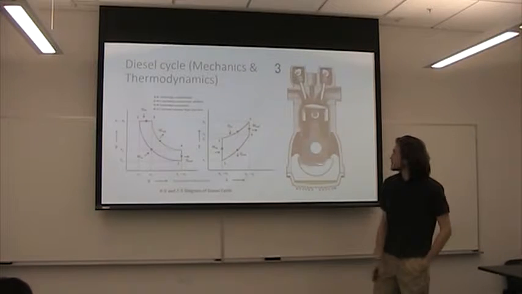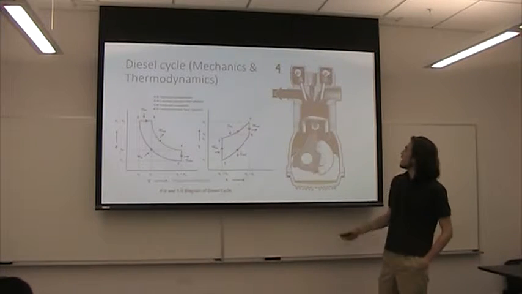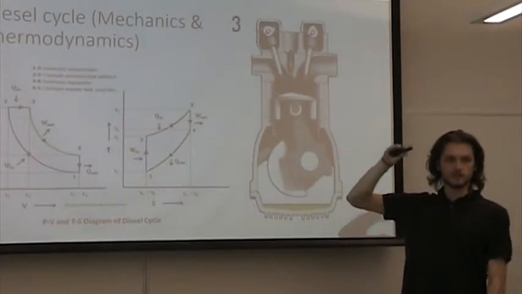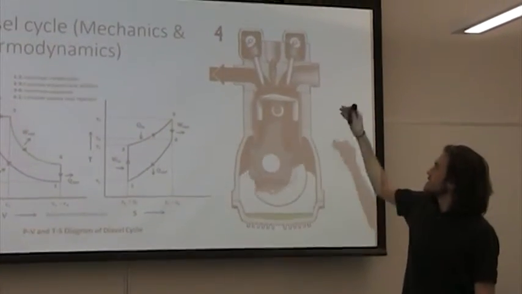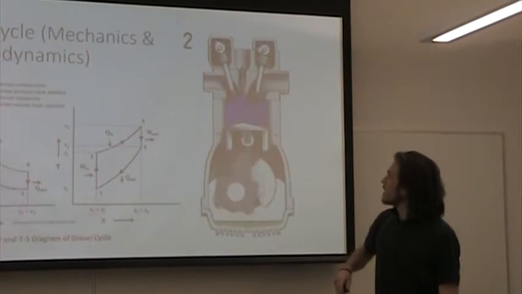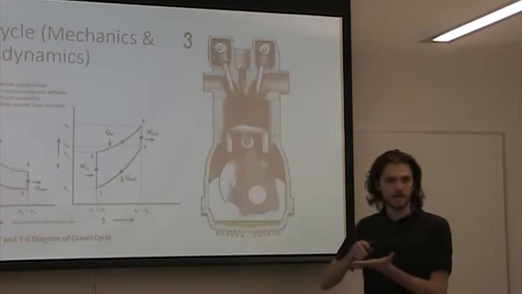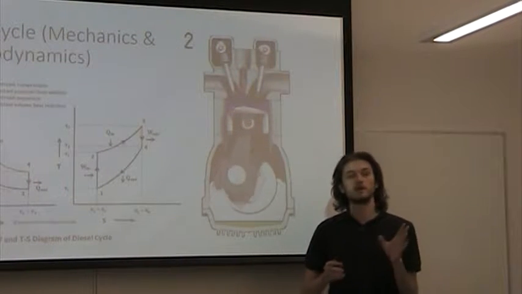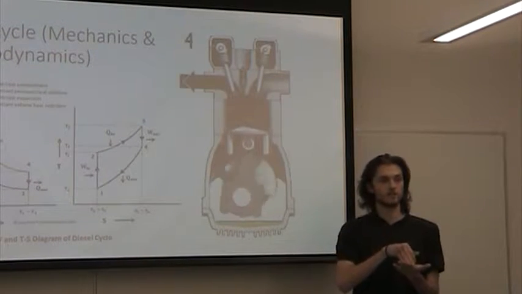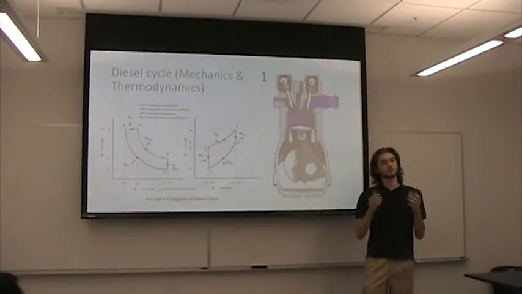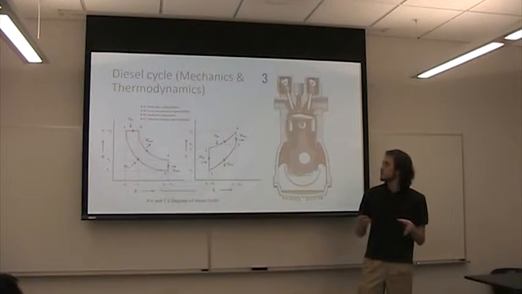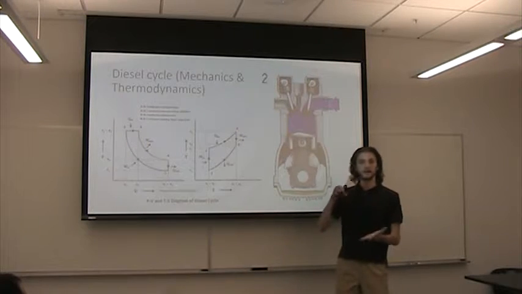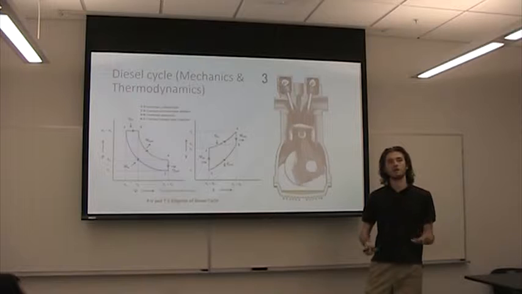And here's an animation to show what it looks like. So there's 4 strokes that happen. As the piston goes down, you have an intake of air. As the piston goes up, it compresses that air. And at the point of most compression, you inject the diesel, which is how the explosion happens.